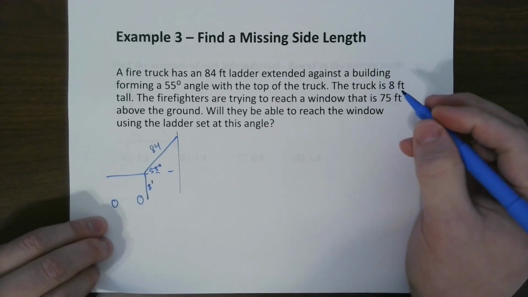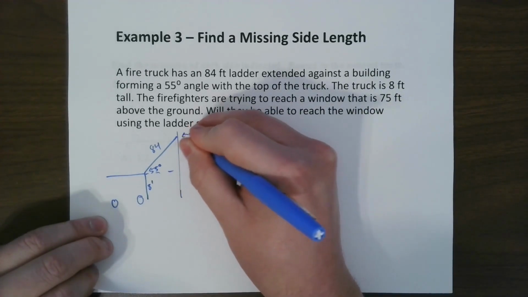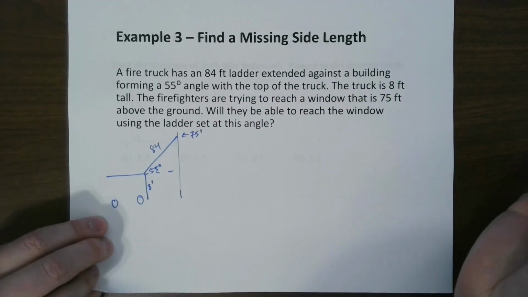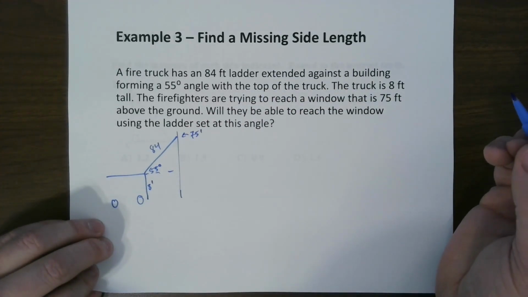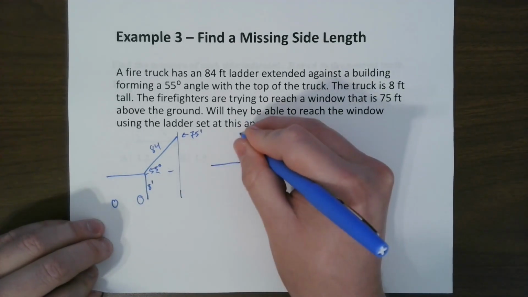It says they're trying to reach a window that is 75 feet. That's what they want, 75 feet above the ground. Will they be able to reach it? Well, first we're focused on this triangle right here, which goes like this.